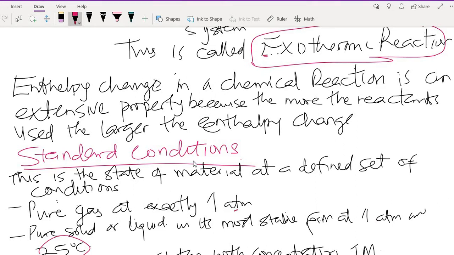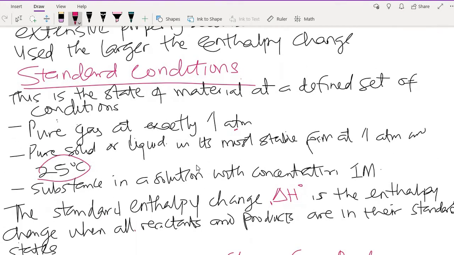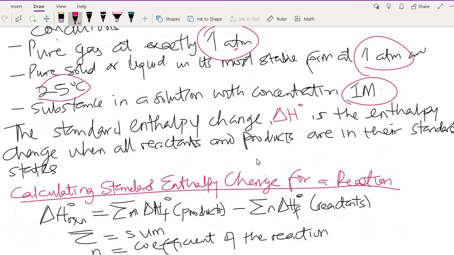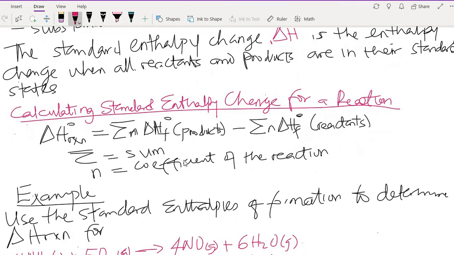Standard condition is a state of material at a defined set of conditions. For a pure gas, it is exactly at 1 atmosphere. For a pure solid or liquid in its most stable form, it is at 1 atmosphere and 25 degrees C. For a substance in solution, the concentration is 1 molar. The standard enthalpy change is the enthalpy change when all reactants and products are in their standard states.